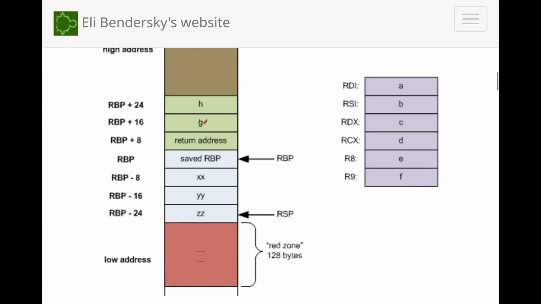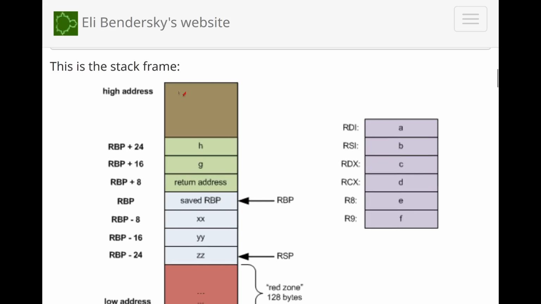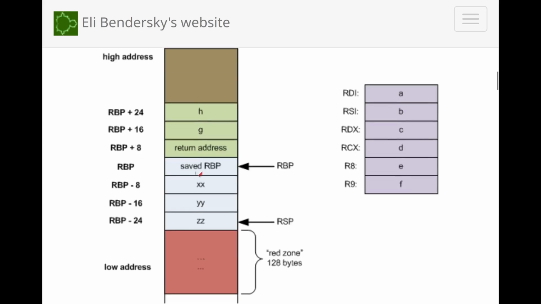So H and G are pushed here onto the stack. And then the next thing that's pushed onto the stack is the return address. So that's basically your instruction pointer, your program counter. That's pushed on the stack right with everything else. And this RBP, let me talk about this in a second. After this RBP is pushed, here is space for the local variables. So the local variables are also allocated space on the stack.